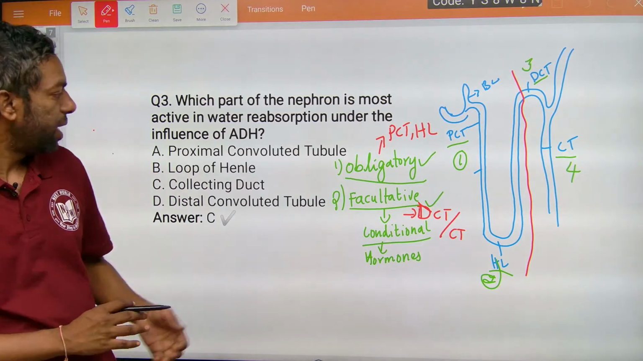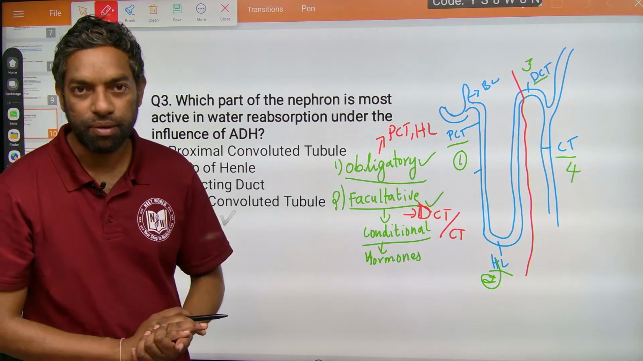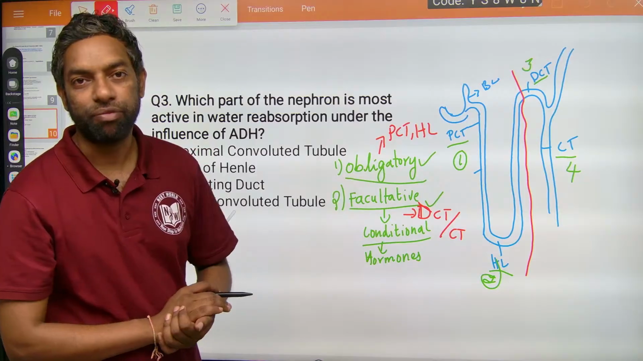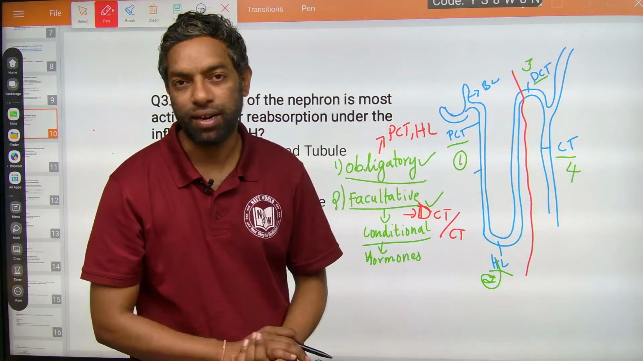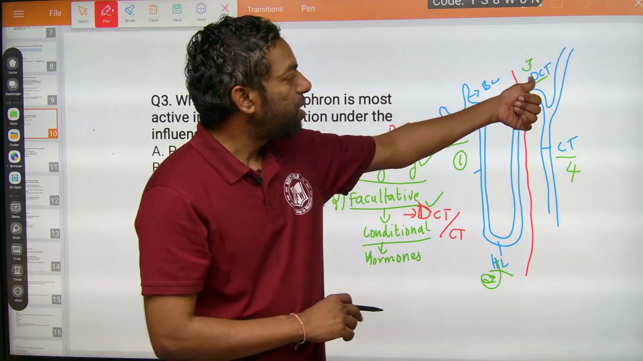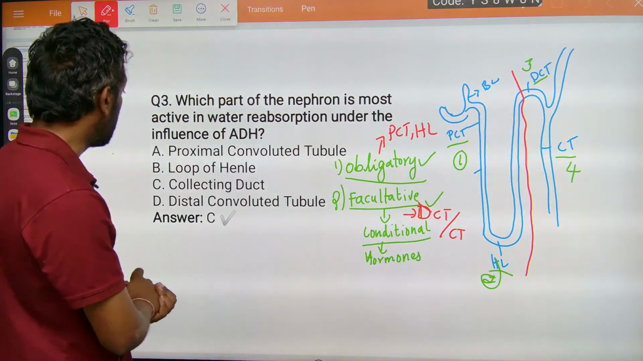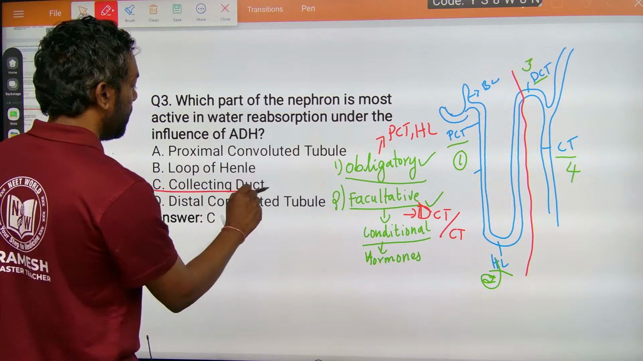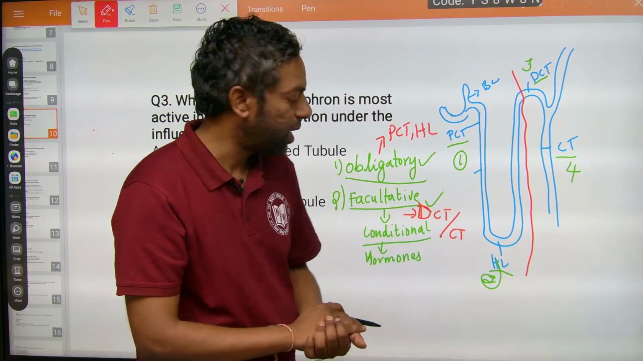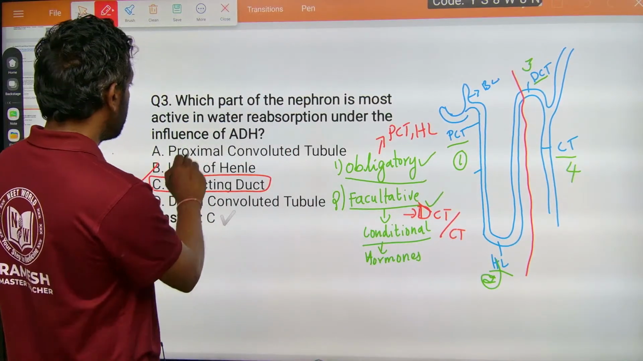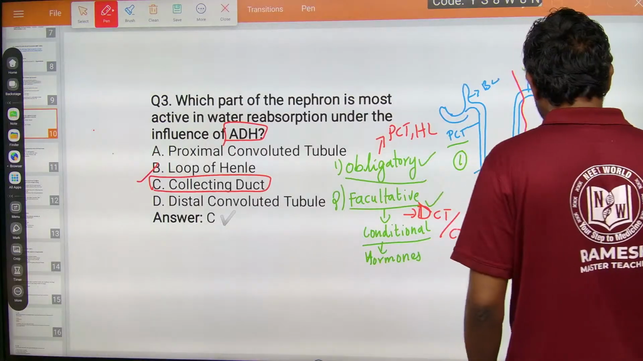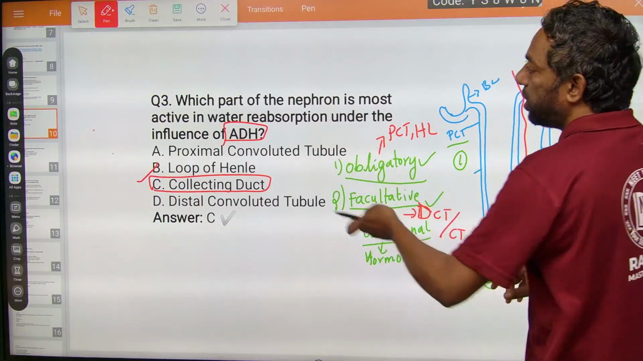There are ADH hormone and aldosterone hormone. These hormones, and the renin, angiotensin, aldosterone RAS system, are activated at the DCT and collecting duct. ADH hormone also acts on the DCT. If we come to this, the answer is C. Sorry, collecting duct, not DCT. Collecting duct, antidiuretic hormone like ADH.